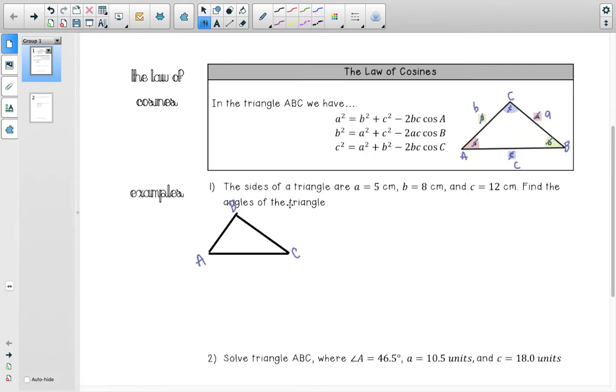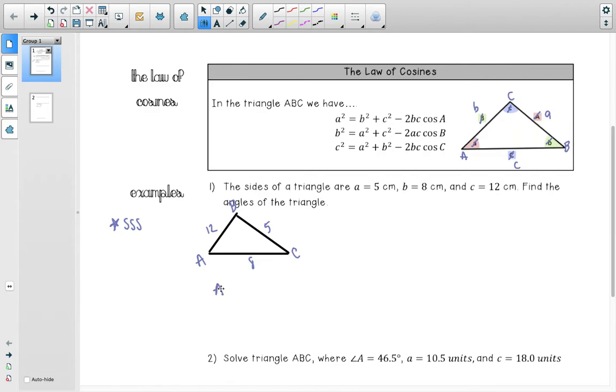So they told you that the sides of the triangle are 5 centimeters, and if they put a measurement, make sure you label correctly. B is 8, and C is 12. So if you notice on this one, we have side, side, side. Okay, so we have to find the angles of the triangle, and you really only need to find 2 of them. Because if you find 2 of them, then you can find the third.